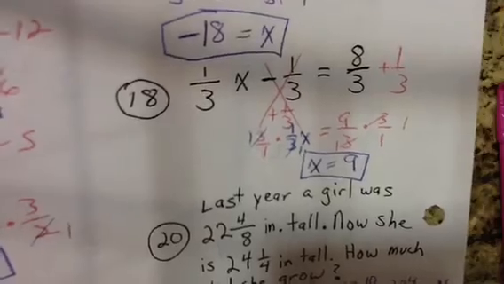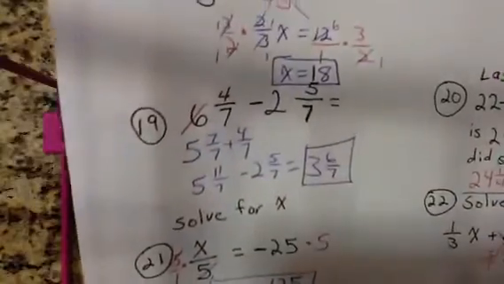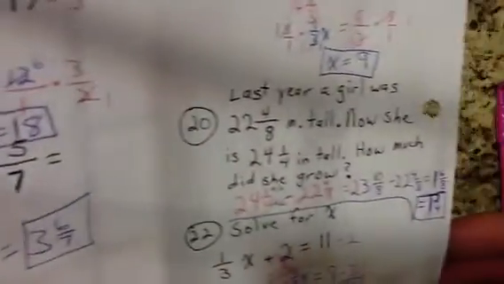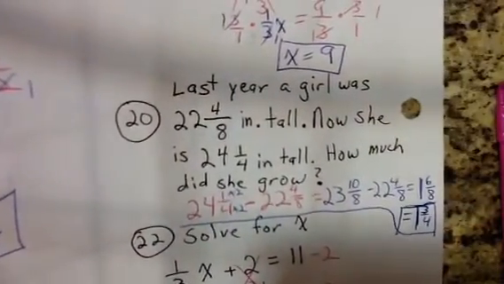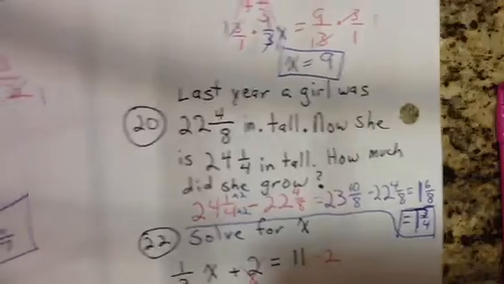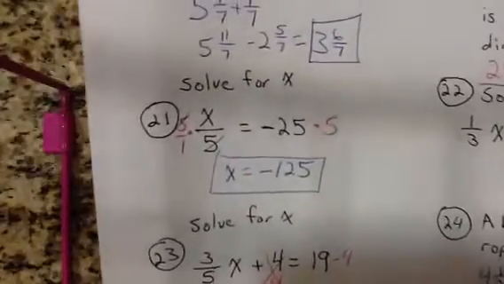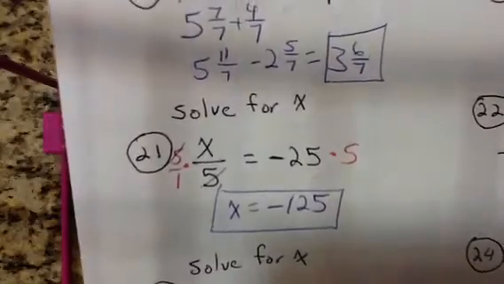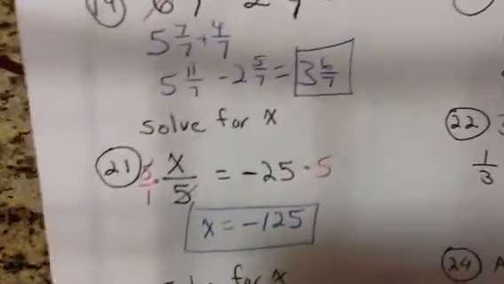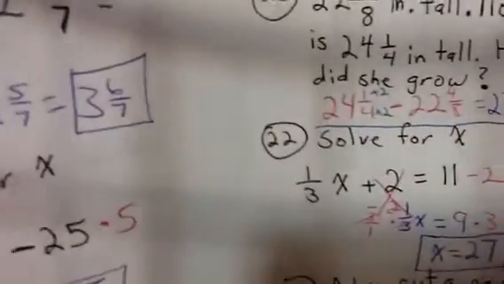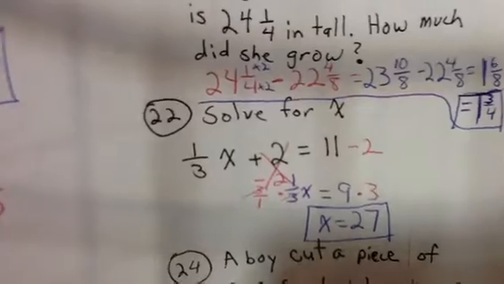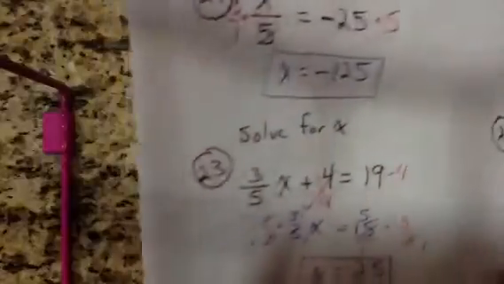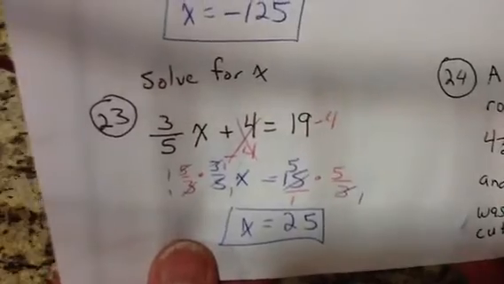Here is number 18, x equals 9. Here is number 19. There is 20. If you can't read that, final answer 1 3/4. I got it down to 1 6/8, then I reduced it to 1 3/4. Here is 21. x equals negative 125. When you've got a negative, don't ignore it. Remember it's there in your final answer. Okay, 22. x equals 27. 23. x equals 25.